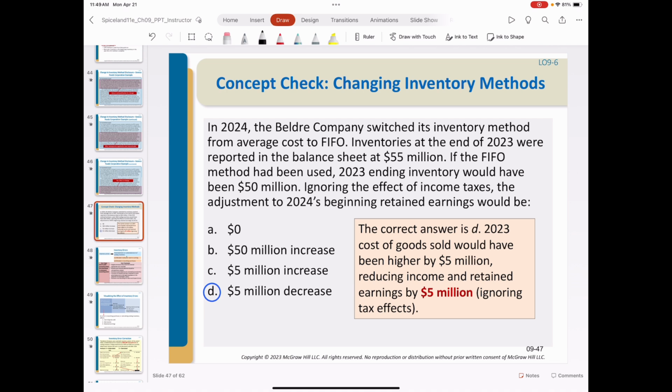In 2024, this company switched its inventory method from average cost to FIFO. The ending balance of inventory was $55 million. If the company used FIFO in the same year, the inventory balance would be $50 million. The $5 million decrease also indicates the cost of goods sold increased $5 million. If we ignore the effect of income tax, this will result in a $5 million decrease in net income and retained earnings.